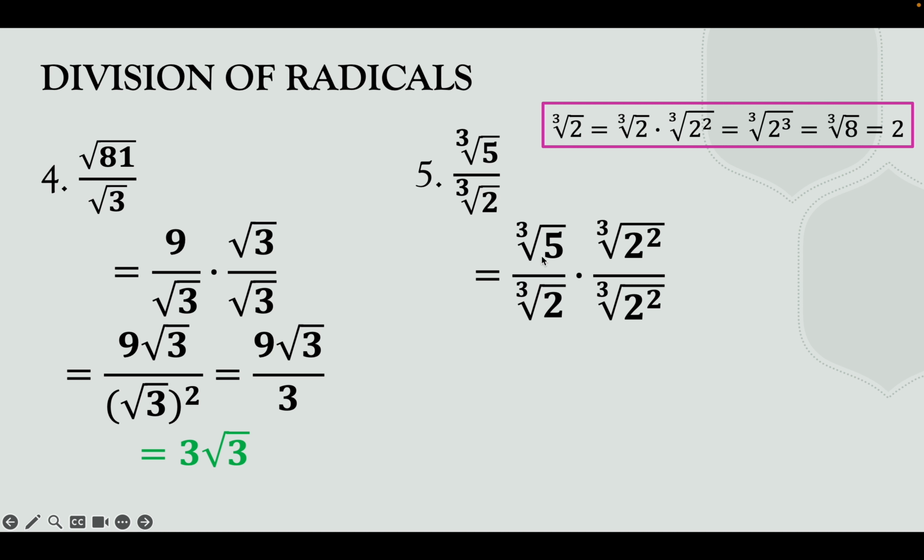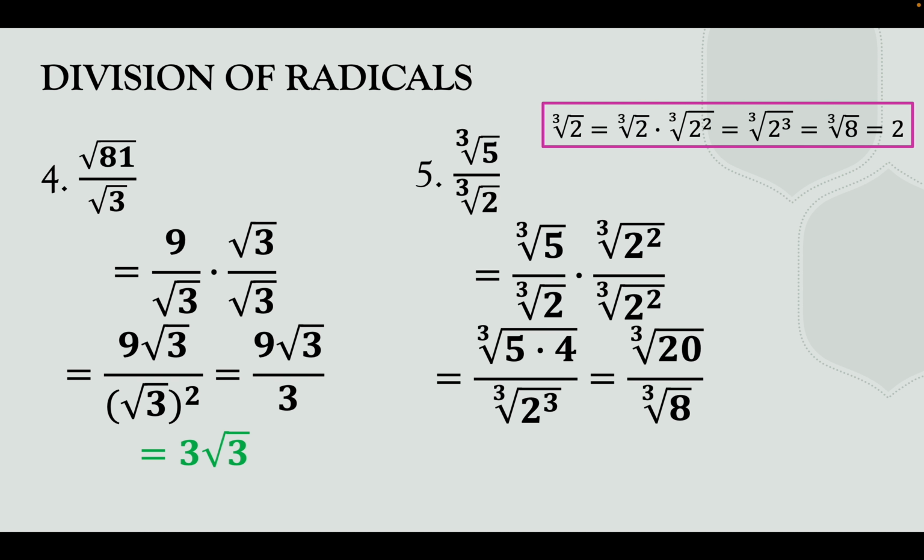So we have cube root of 5 times cube root of 2 raised to 2. So we have cube root of 5 times 4, since 2 raised to 2 is 4. And then cube root of 2 times cube root of 2 squared, we have cube root of 2 cubed. Then we have cube root of 20 over cube root of 8. So that means we have cube root of 20 over 2.